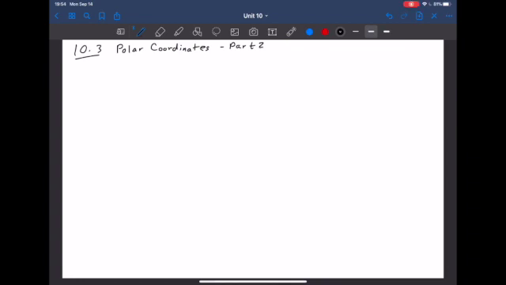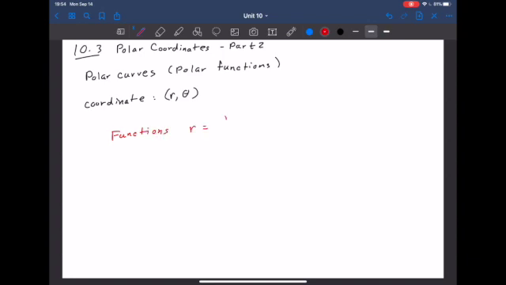Hi, in this video we're going to talk about section 10.3, which is still polar coordinates, but we're going to be dealing with mostly polar curves or polar functions. Now, confusingly, or at least a little confusingly, remember that the coordinate is r comma theta. The only confusing thing is that usually the functions will look at r as a function of theta. So we saw a little bit of that in the last video.